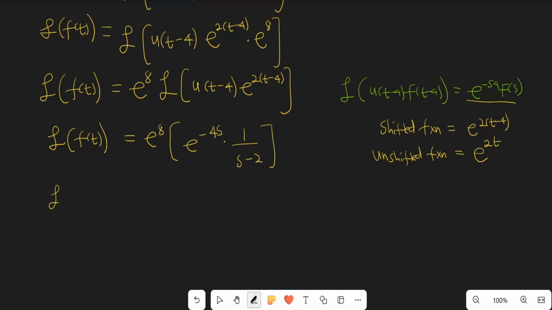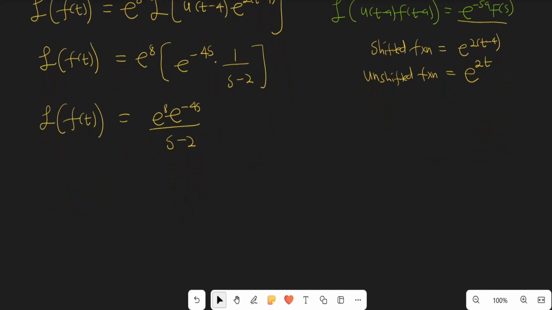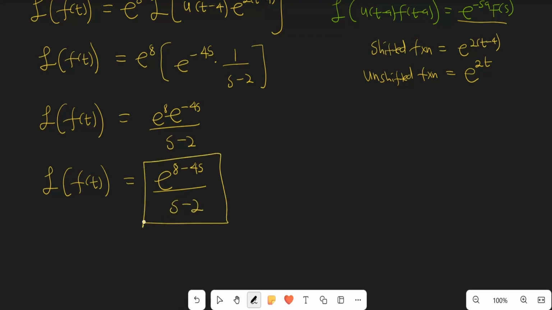So the Laplace transform of our phi function is going to be e^(-4s) multiplied by e^8 here, and now this is divided by s minus 2. Cool, so now we can combine this as: the Laplace transform of f(t) is equal to e^(8 - 4s) divided by s minus 2. And this is the Laplace transform of our phi function.